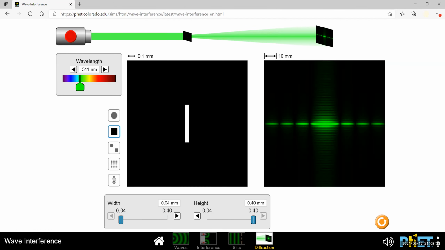Question 2, set the width of the slit to 0.04 millimeter, just like it is right now. You can clearly see the reading here. And its height to about 0.4. There is a typo in there. It's not 0.40, it's 0.4, about the way it is right now, okay? Change the color of the laser from the 511 nanometer to 629 nanometer. What are the differences between the 2 different patterns? Think in terms of intensity, size, and number of bright and dark fringes.